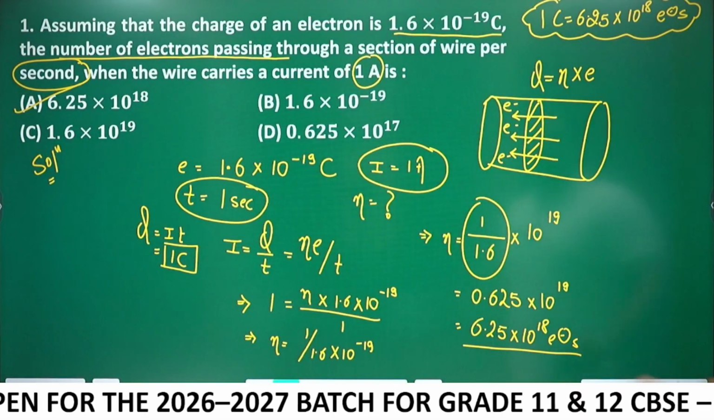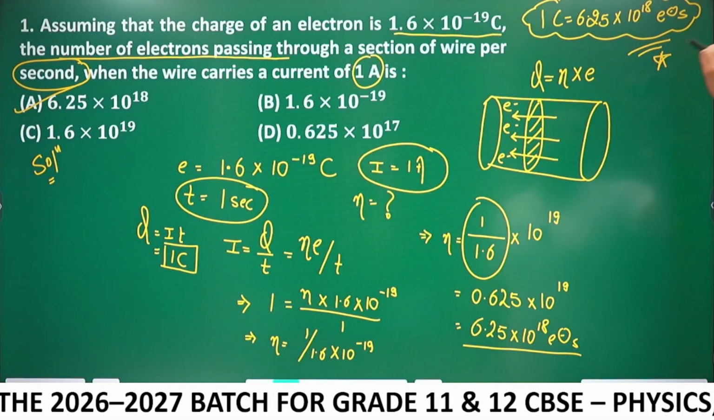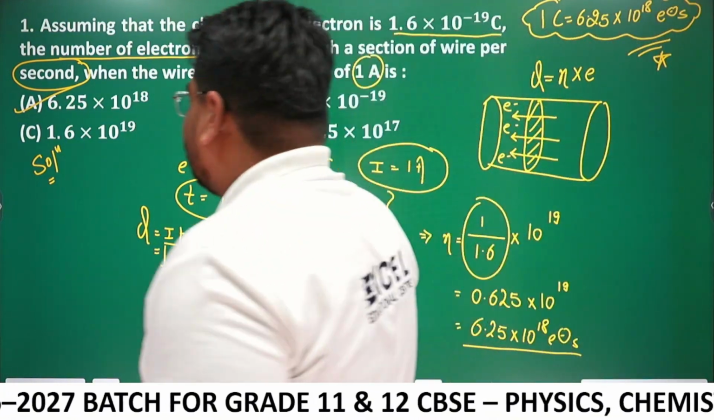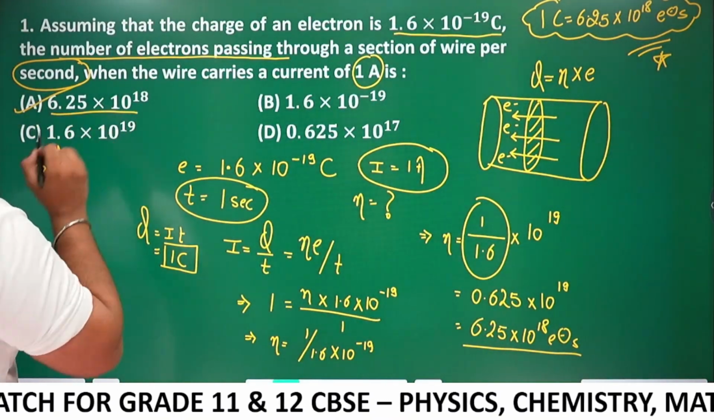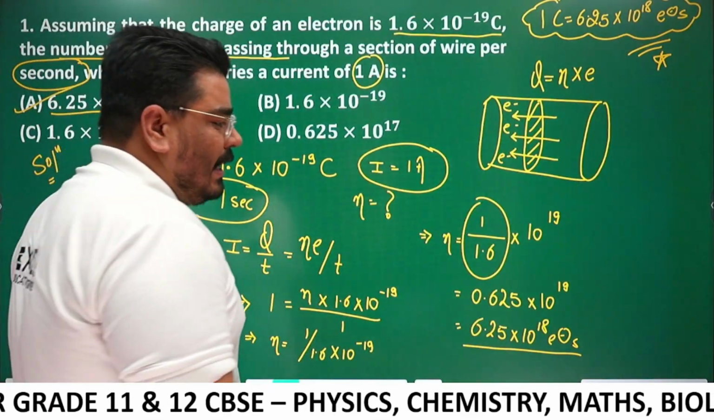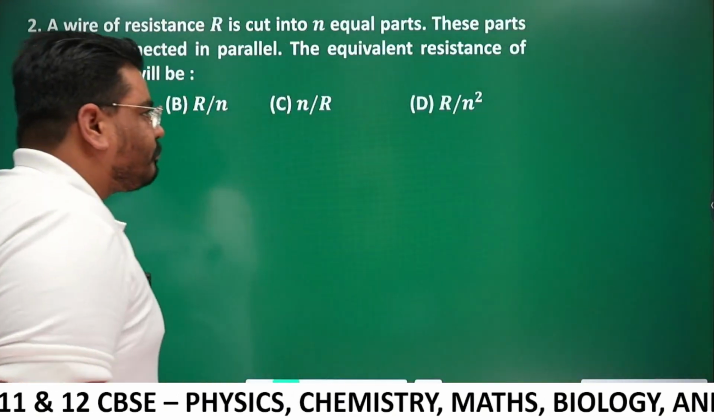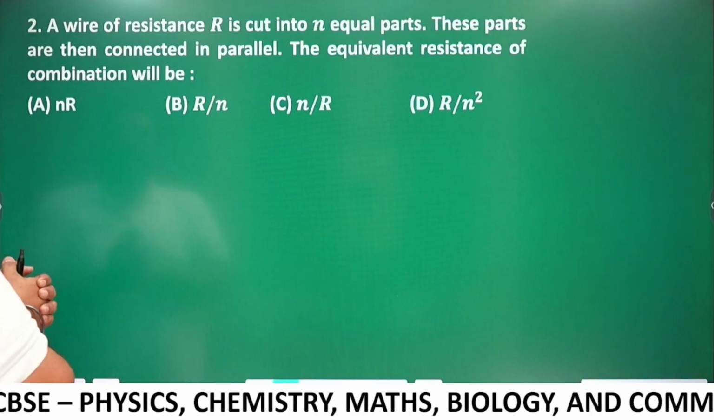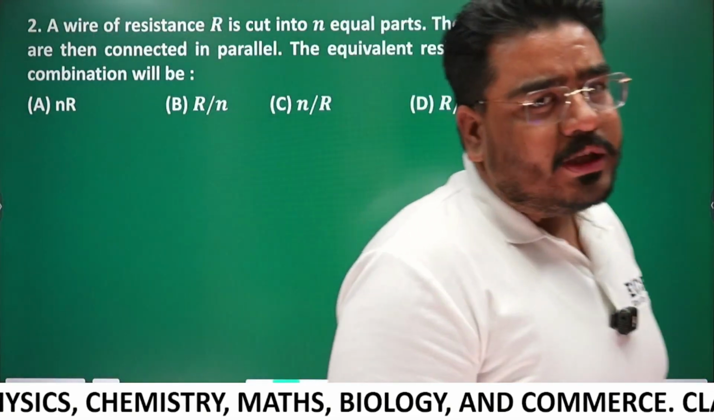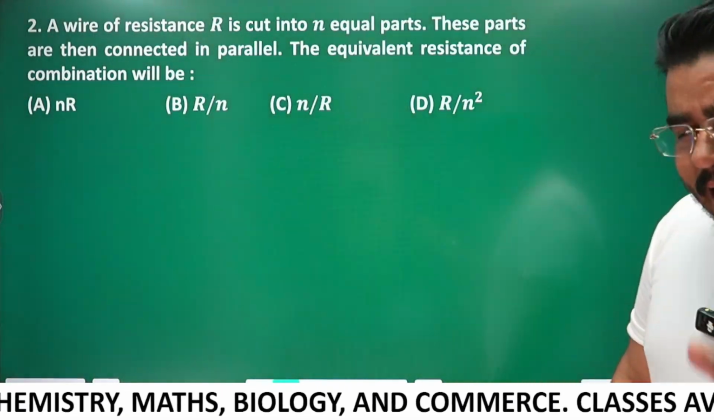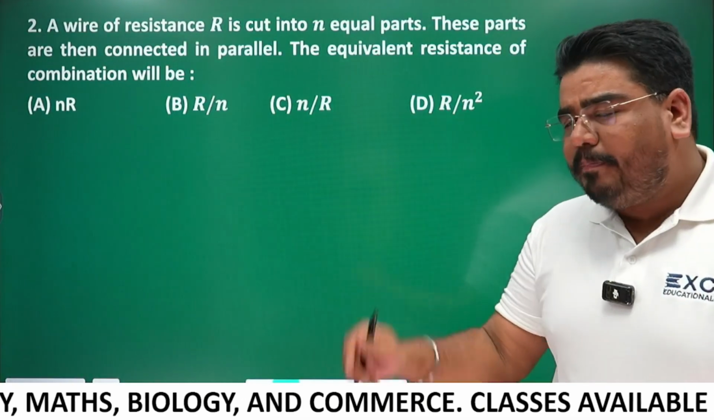So please remember this result, which is very, very important from this question that we learned, that 1 coulomb is equal to 6.25 into 10 to power 18 electrons. Moving on. The second question, let's read the question first and then we'll go to the solutions. Everyone can pause it, try it, and then obviously you can play for the solution.